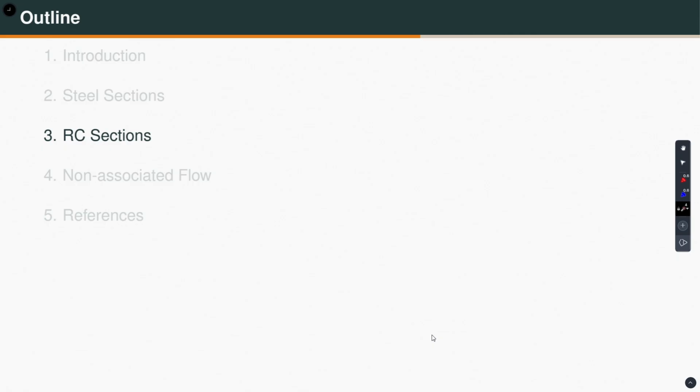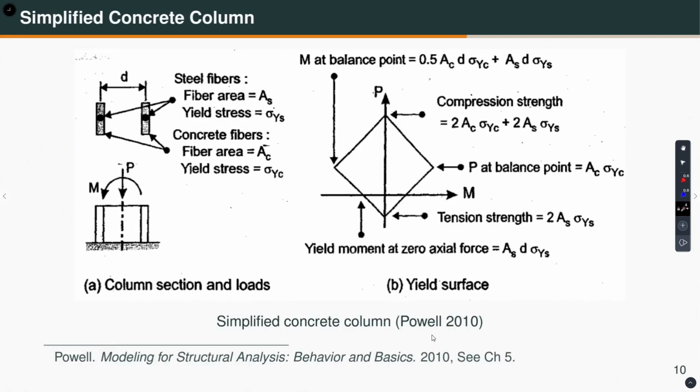Does plasticity theory work? Okay. So, RC section is complicated. So, what I will do is take a very similar example, like we did earlier for the steel cross section, and this is coming out of this book by Professor Powell. Okay. So, here I have a concrete fiber, a single fiber, and then there is a single steel fiber. And then here also I have another concrete fiber and a single steel fiber. This is the simplest form of a column that we can imagine.